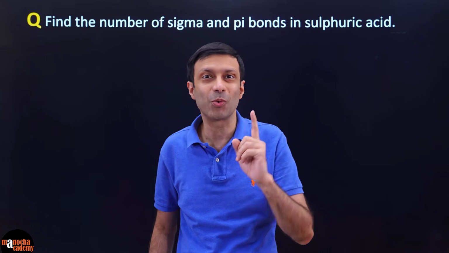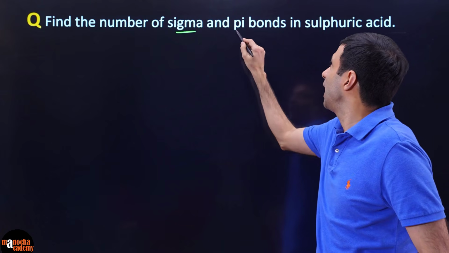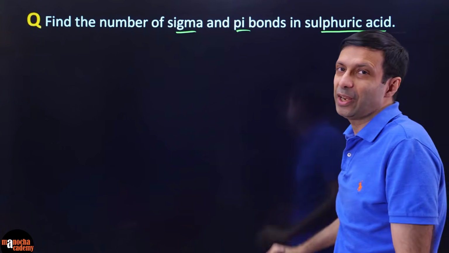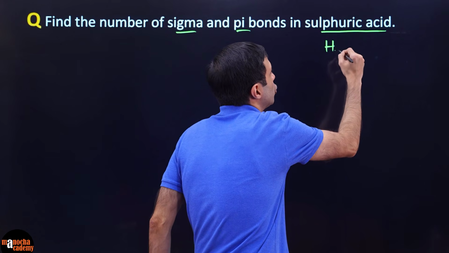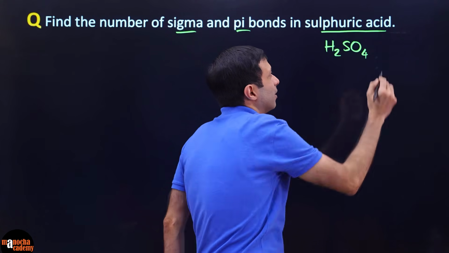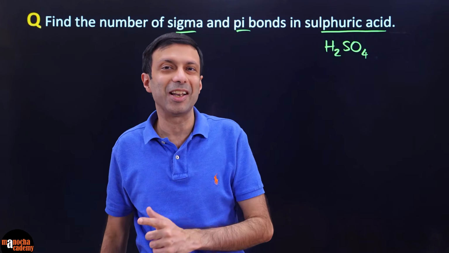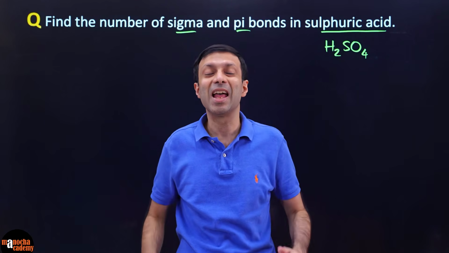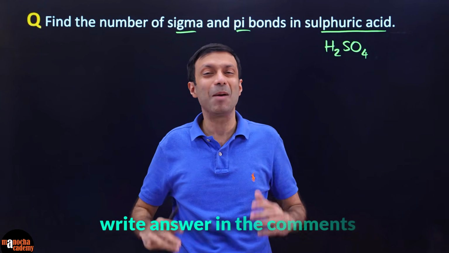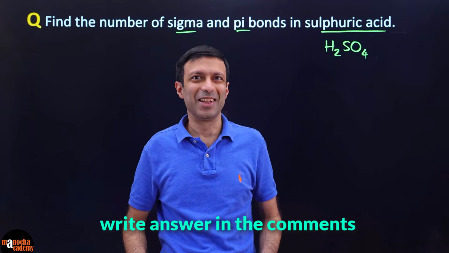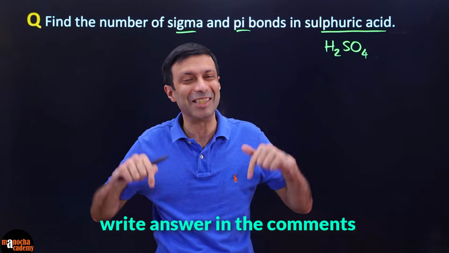And here's a homework question for you to try. You need to find the number of sigma and pi bonds in sulfuric acid. All of you know the sulfuric acid formula. It is H2SO4. And you need to apply the trick that I taught you and quickly find the number of sigma and pi bonds, and do let me know your answers by putting it in the comments below. I'm looking forward to reading your answers. So go ahead and try this homework question and put in your answers in the comments below.